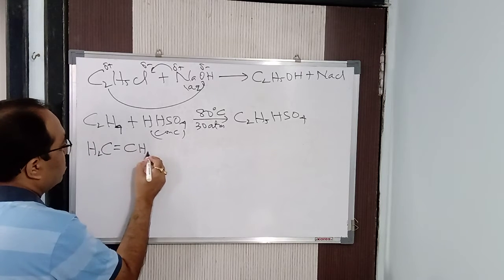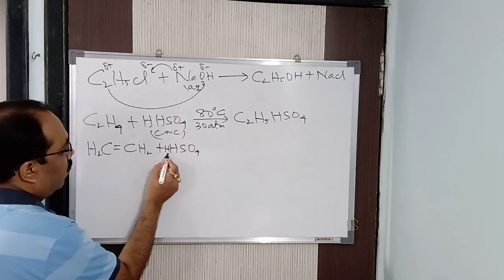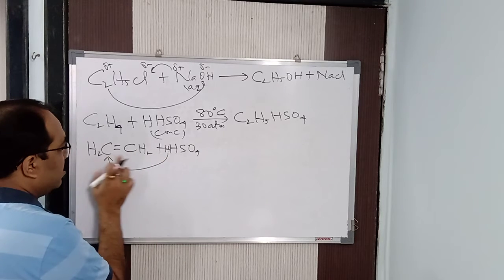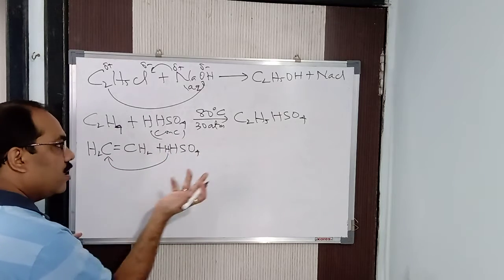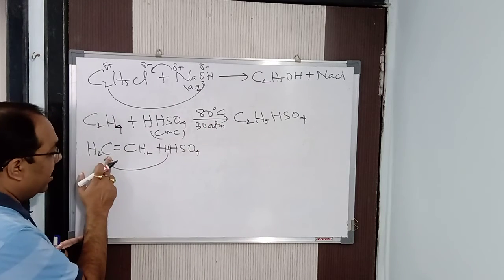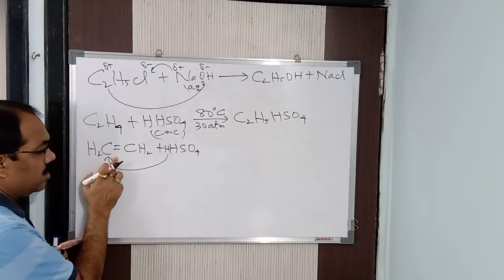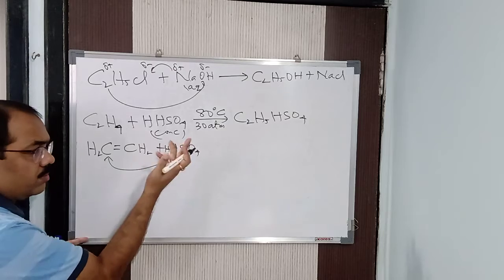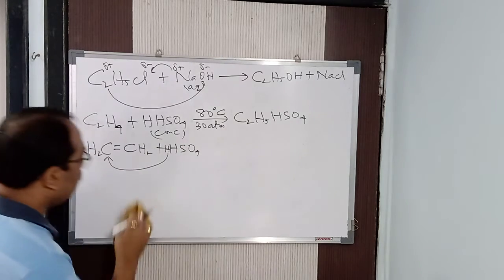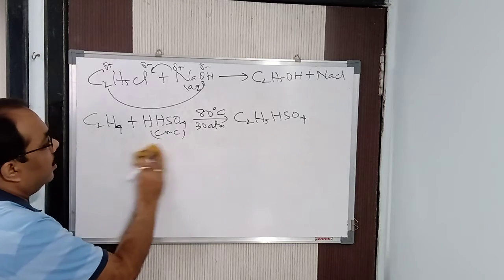CH2 double bond CH2 plus H-HSO4. One H will be added here and HSO4 will be added here. So it is CH3CH2HSO4, the same thing as C2H5HSO4. Here this hydrogen is added and here HSO4 is added. Hydrogen added means it will be CH3 and CH2HSO4. This is ethyl hydrogen sulfate. So in this way, you will be getting ethyl hydrogen sulfate.